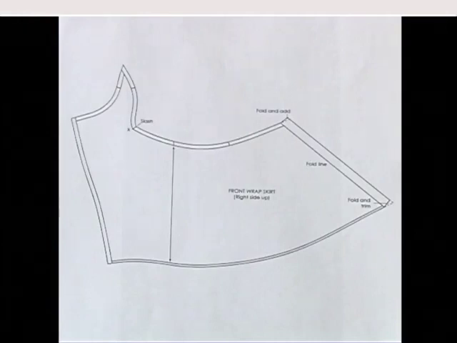Add a 1/2 inch seam allowance on all remaining areas, mark notches, and draw the grain line. Touch the pause button, complete the pattern, and when finished, push play to continue.